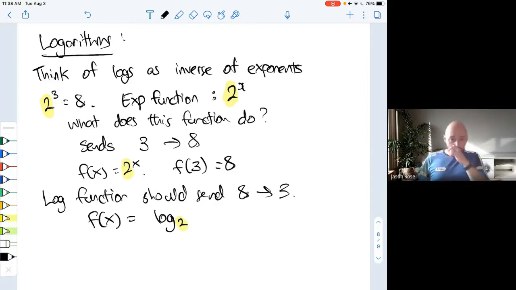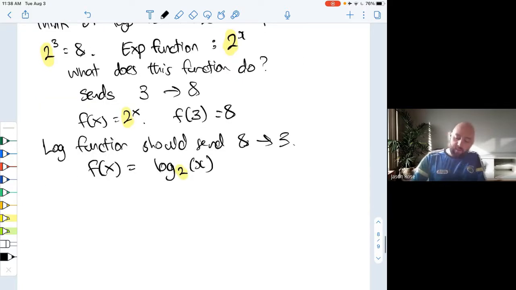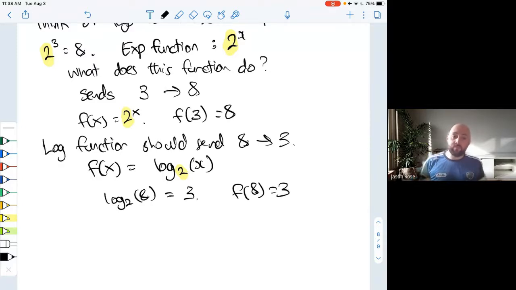What we just said is that it should send 8 back to 3 again. So if my f of x is log to the base 2 of x, then log to the base 2 of 8 should be equal to 3. F of 8 equals 3. Then it's the inverse function of 2 to the x.